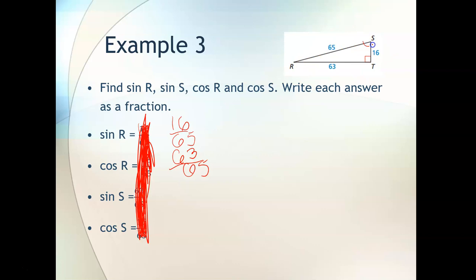And then sine of s and cosine of s. So where is my hypotenuse? 65. Where is my adjacent? And my opposite? So then sine is opposite over hypotenuse. So what would be my sine of s? 63 over 65. And then cosine of s is adjacent, 16 over 65. Questions there?